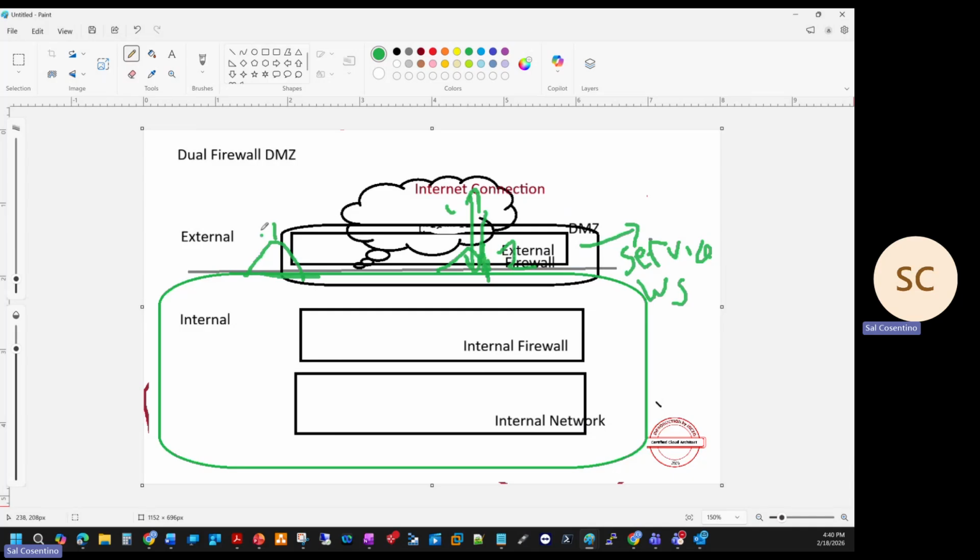Our second gate, and this is our first gate. Our second gate is our internal firewall. That sits between the DMZ and the internal network. So it would go from here through the firewall to the DMZ, to the internal network. Okay? Right through that gate.